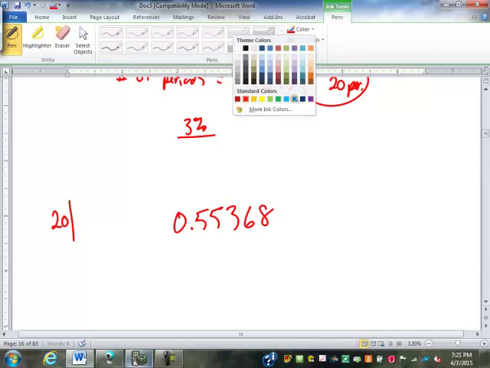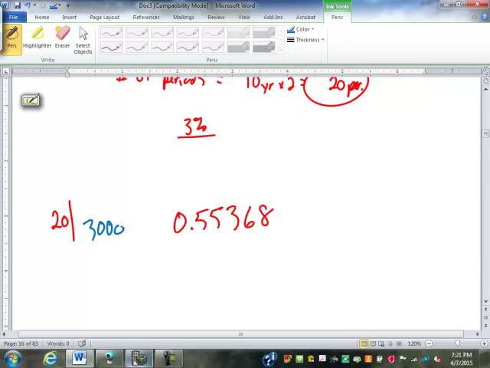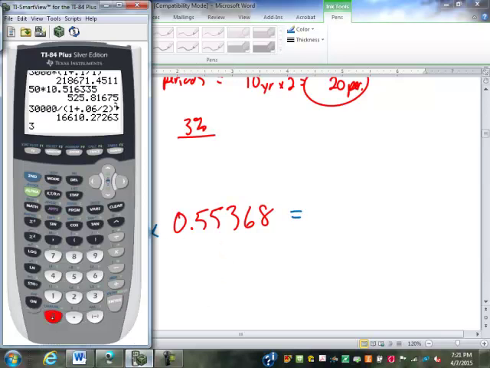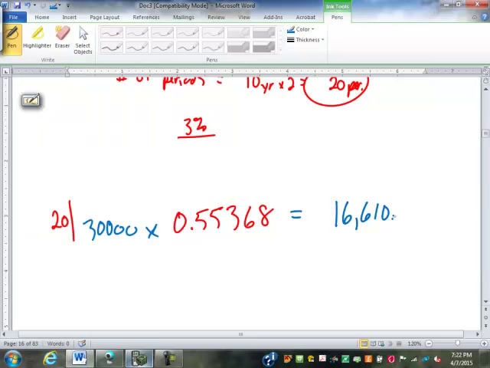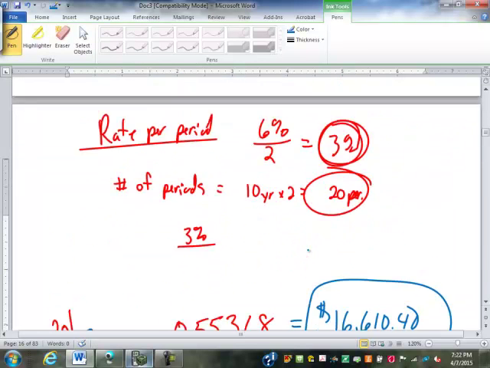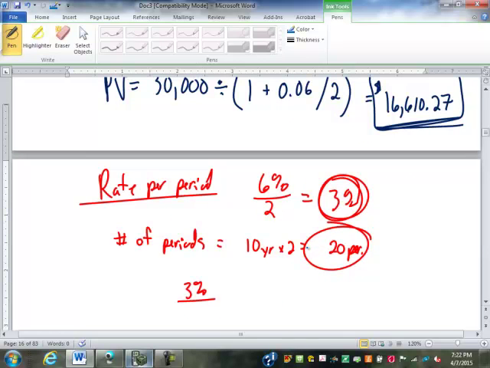What do you think we're going to do with that? Oh, we're going to figure 30,000 times that factor. $16,610.40. You can see there's about a 13-cent difference there. So in my math lab, if you're using the formula and you come off by 5, 10, even 15 cents, it's probably just because you're using the formula instead of the chart.